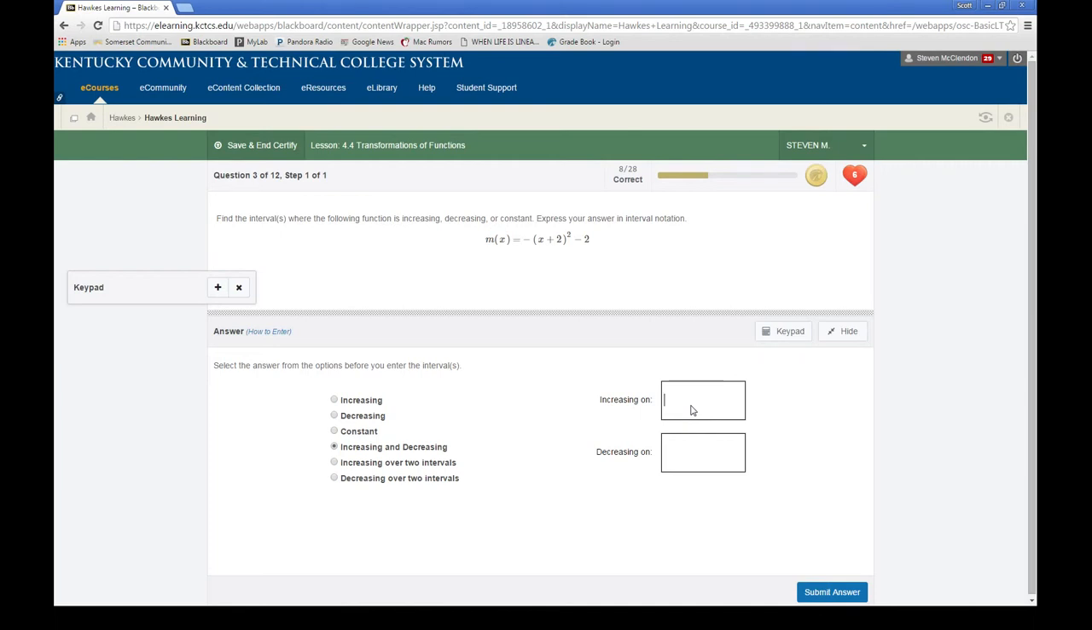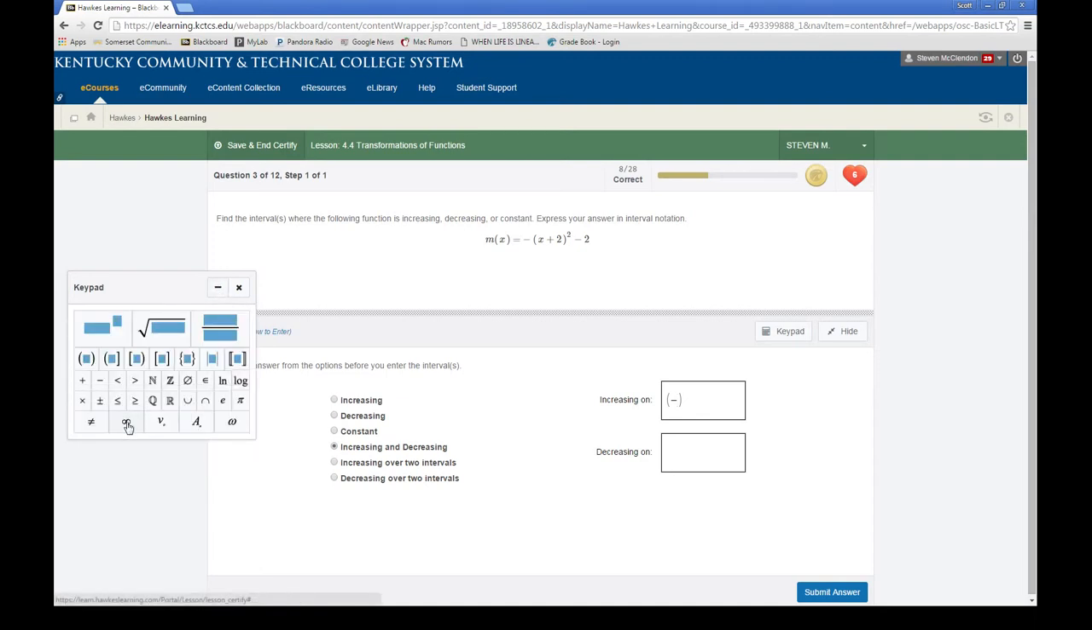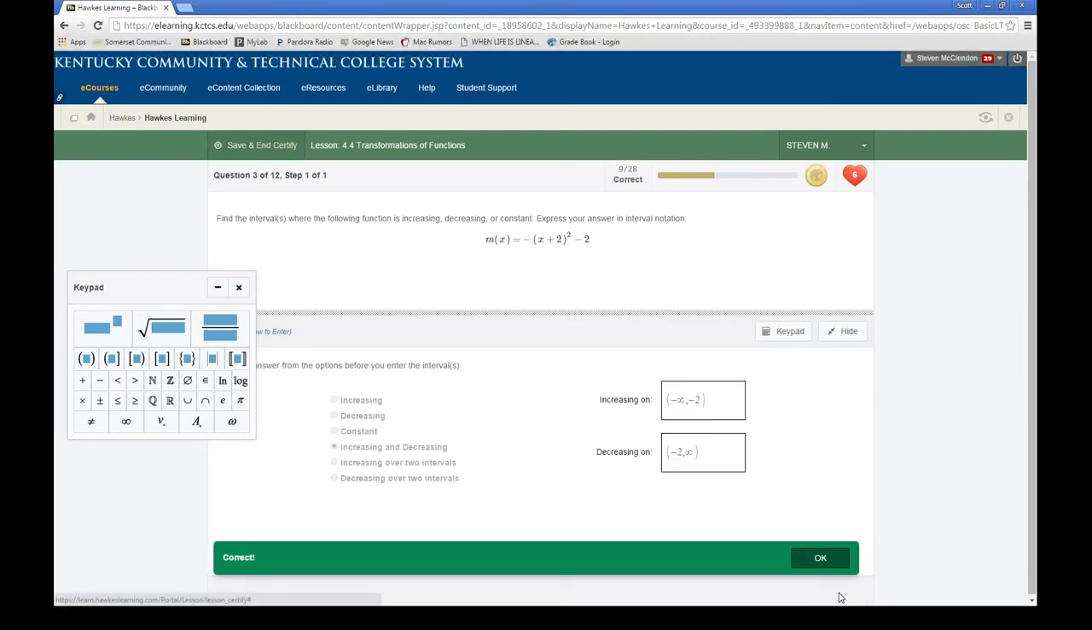So I'm going to use my interval notation to do that. I use parentheses in all of these. -infinity to -2. It's decreasing from -2 to infinity. If something was constant, it would be a flat line. If it was increasing the whole time, it would be a straight line going up, or decreasing would be a straight line going down. This one I picked increasing and decreasing, and then I put in my two boxes there.